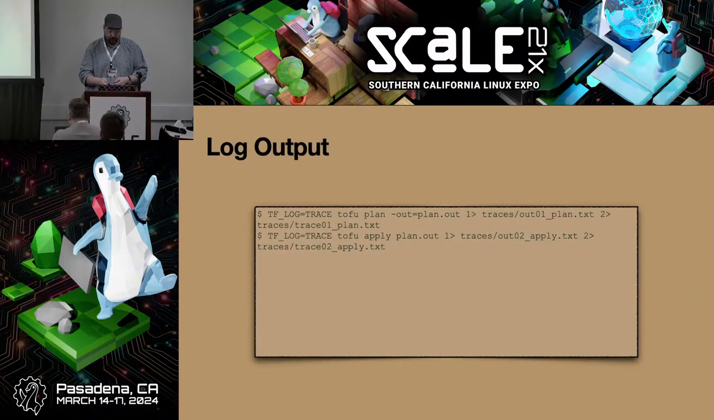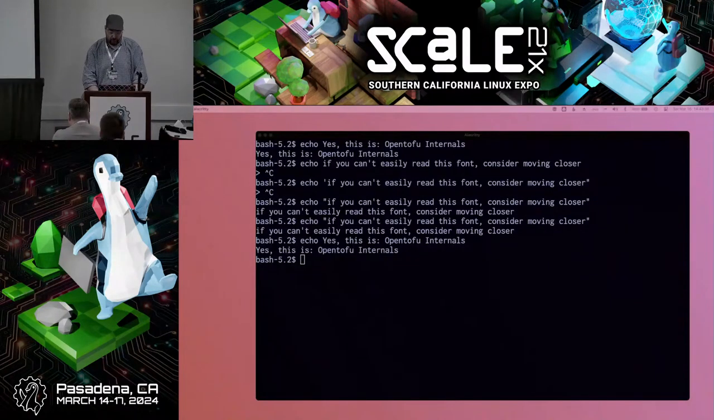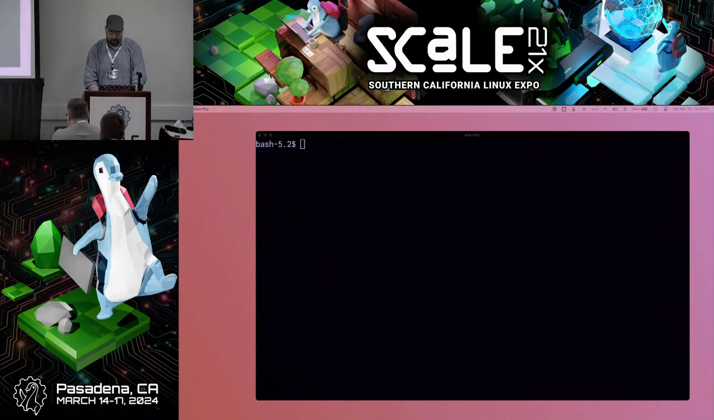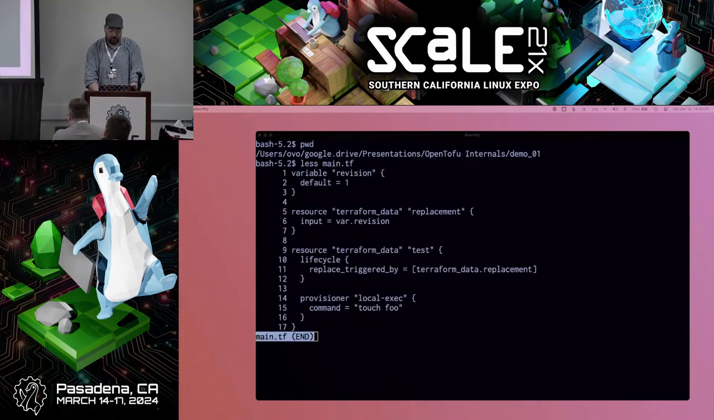So let's look at that real quick. We're in demo one. What have I got here? Terraform data. It's basically a null resource. All it does is it creates a revision. It does this local exec of touch a file, and this is for demo purposes only, this code pretty much does nothing. It's a great example because, what does it do?